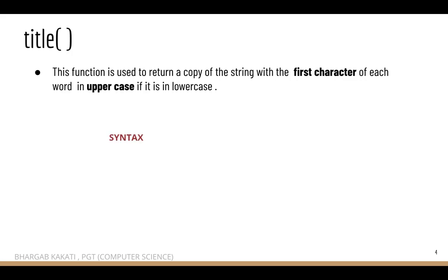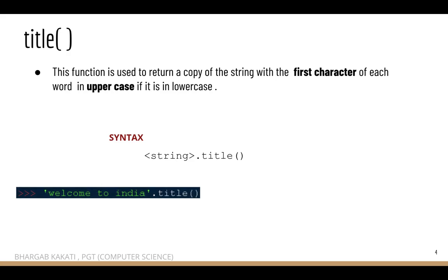Alright, so it goes as follows: string dot title. This is the syntax. So if I write welcome to India dot title, how will it fetch me the result? It will fetch me the result by capitalizing the first character of each word. Like for example, in this string, W has been capitalized, T has been capitalized and I has been capitalized.